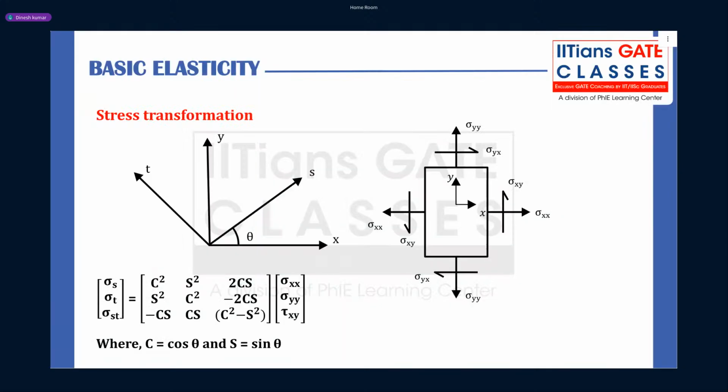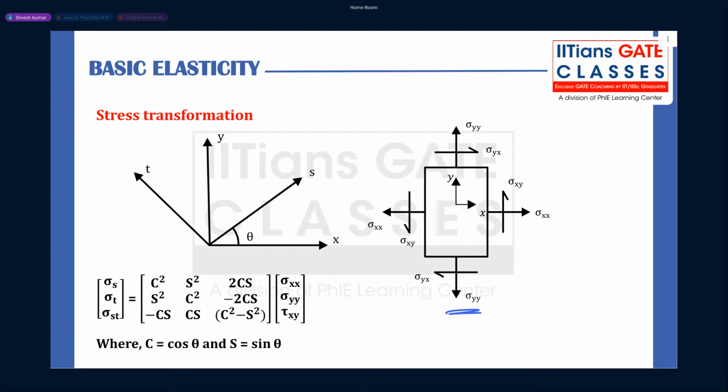Clear? Okay. Now, guys, we are well aware of stresses, the 2D stress system. Clear? This is clear, right? Why are six components independent in the 3D stress system? What is 2D?